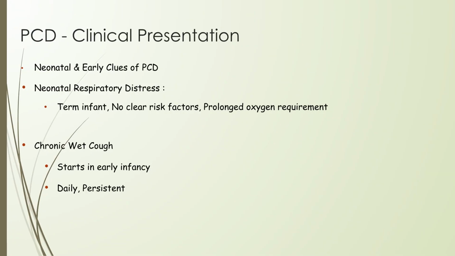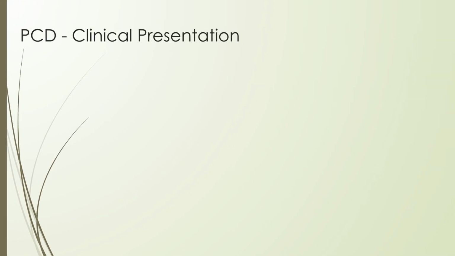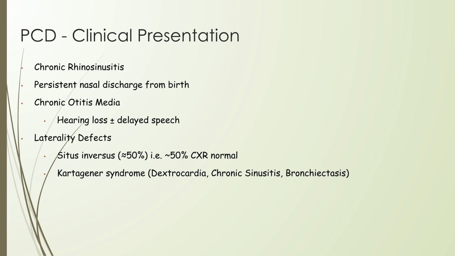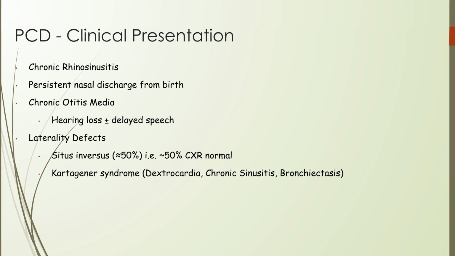Early clues for PCD include neonatal respiratory distress in term infants without clear risk factors, and chronic, daily, persistent wet cough starting in early infancy. Other clinical features include chronic rhinosinusitis and otitis media, which can lead to hearing loss. Laterality defects like situs inversus are seen in about 50% of cases, leading to Kartagener syndrome.